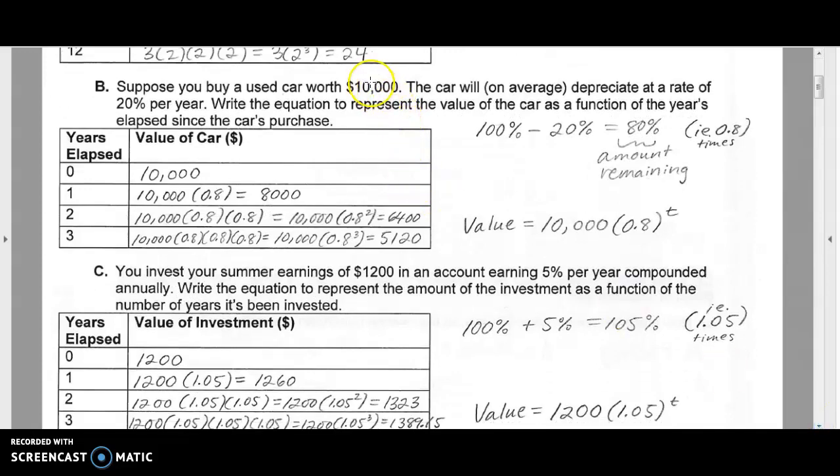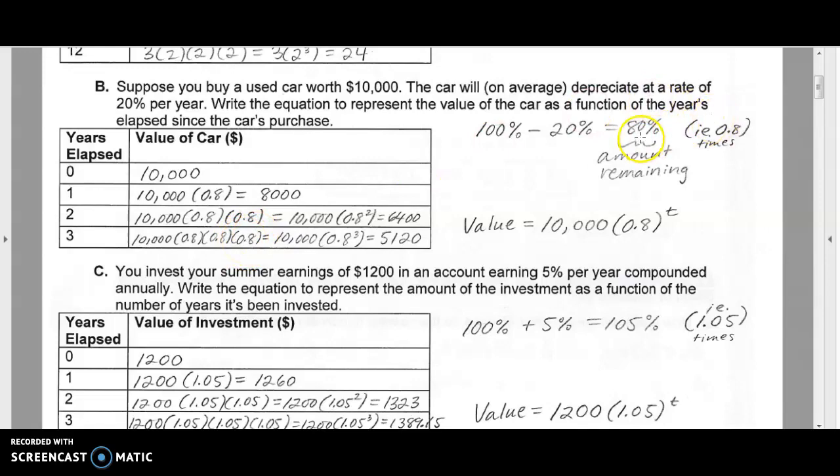For question B, it's talking about purchasing a car. So you buy a car for $10,000. The car depreciates at a rate of 20% per year. So if the car depreciates at a rate of 20% per year, that means the value of the car goes down by 20% every year. How much do you have left? Well, 100% minus 20% means you have 80% left. So you'll have 80% of the value of the car after 1 year, 80% of that value after 2 years, 80% of that value after 3 years.